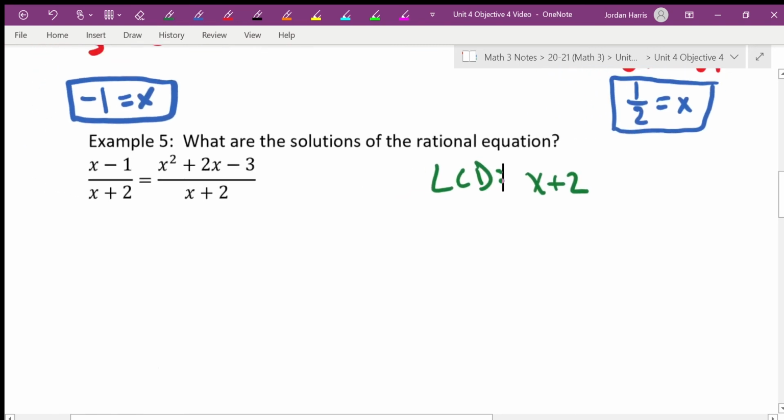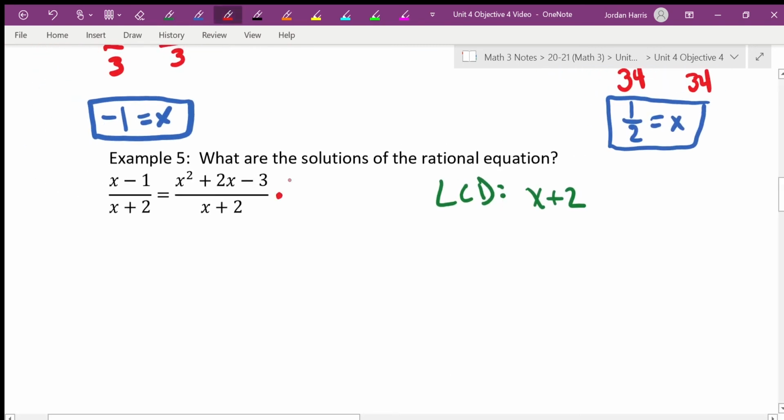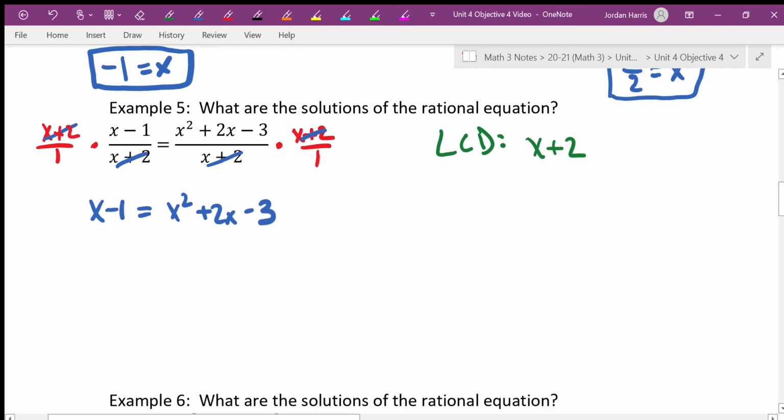But let's look at this real quick. So I'm going to do the same steps. X plus 2 over 1 times x plus 2 over 1, and they simplify. As long as we do the same thing to both sides, we're good. So I get x minus 1 equals x squared plus 2x minus 3. So it's been a little bit now, but this is a quadratic. To solve a quadratic, we did a whole unit on this, it has to equal 0. So I'm going to subtract x and add 1. So I get 0 equals x squared plus x minus 2.